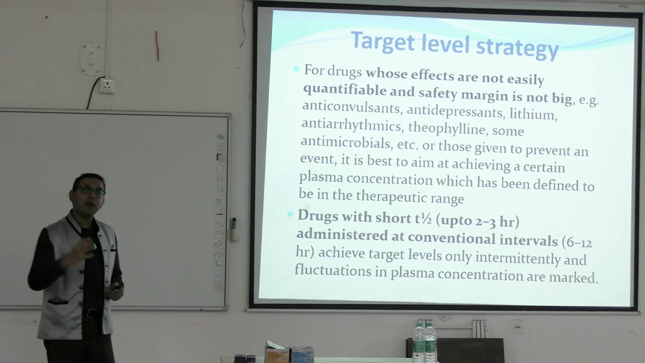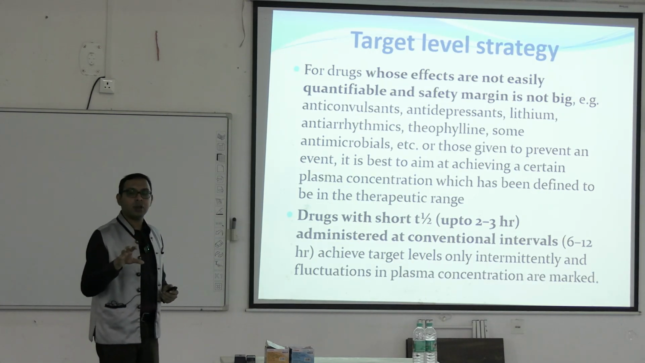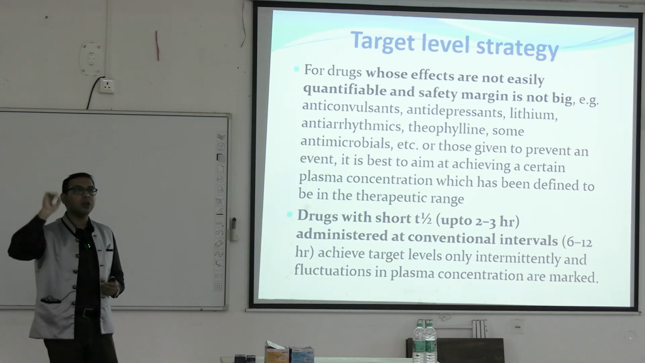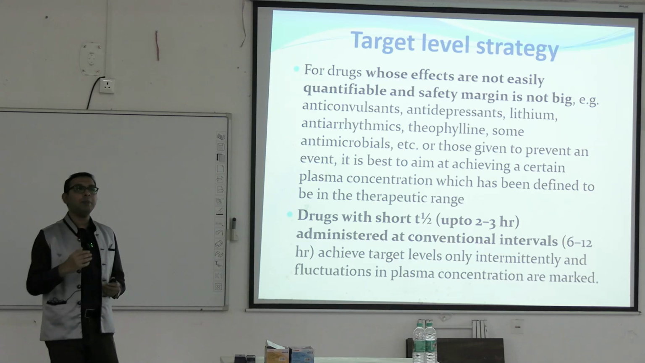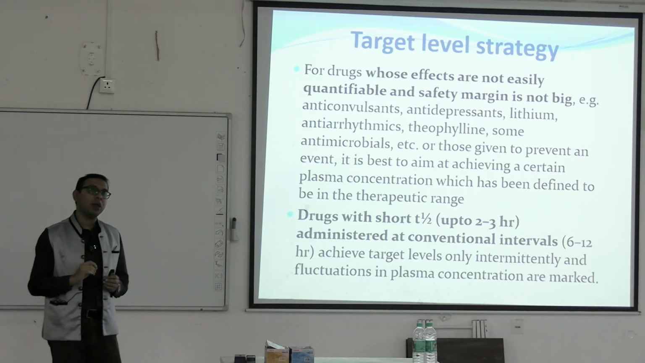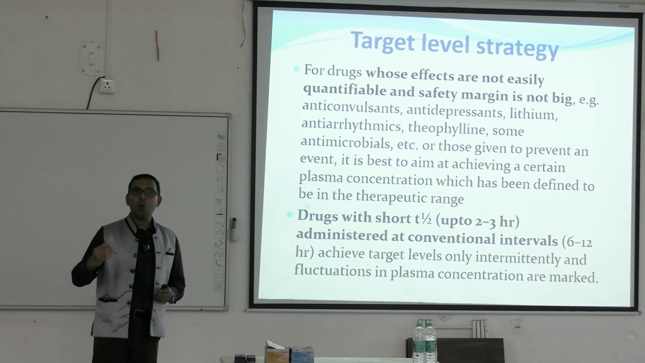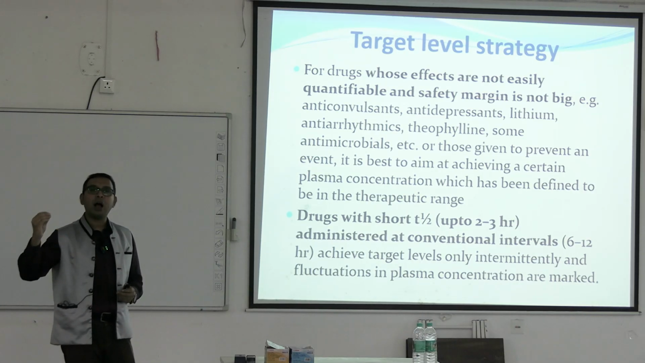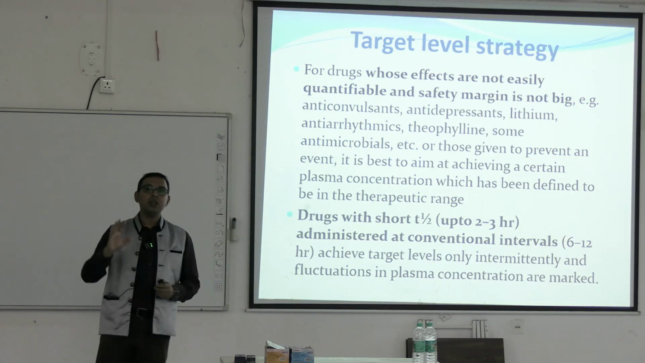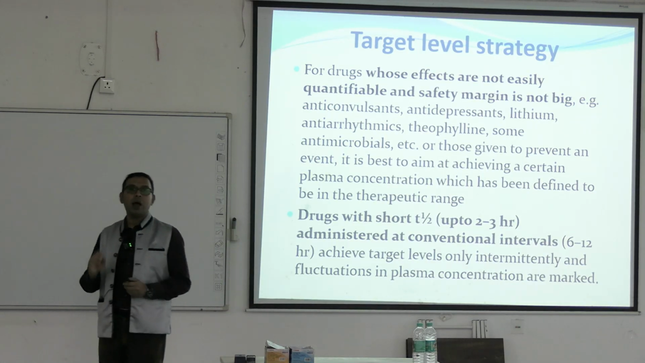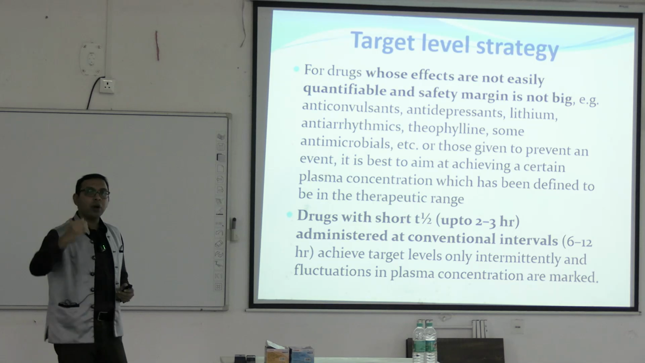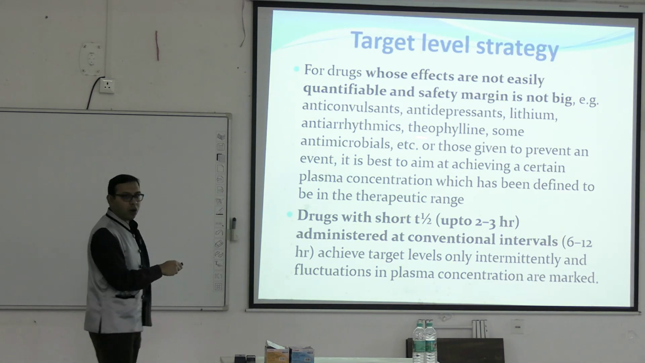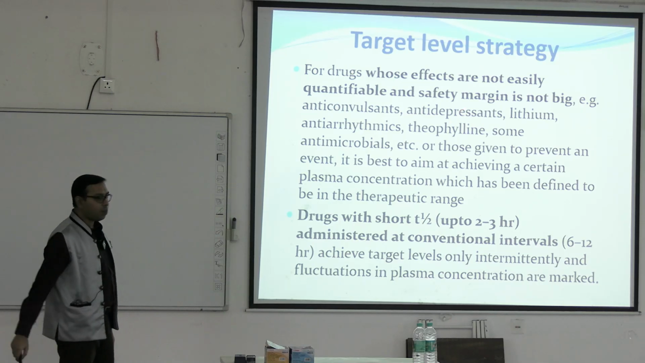Here, whether the drug is achieving its target concentration can be determined by measuring its plasma concentration. This is known as therapeutic drug monitoring. We can monitor the plasma concentration of the drug by the therapeutic drug monitoring system, the TDM system. This is usually done by the HPLC method, high pressure liquid chromatography, and accordingly we can increase or decrease the dose of the drug. For example, anticonvulsants, antidepressants, and there may be some antimicrobials also.